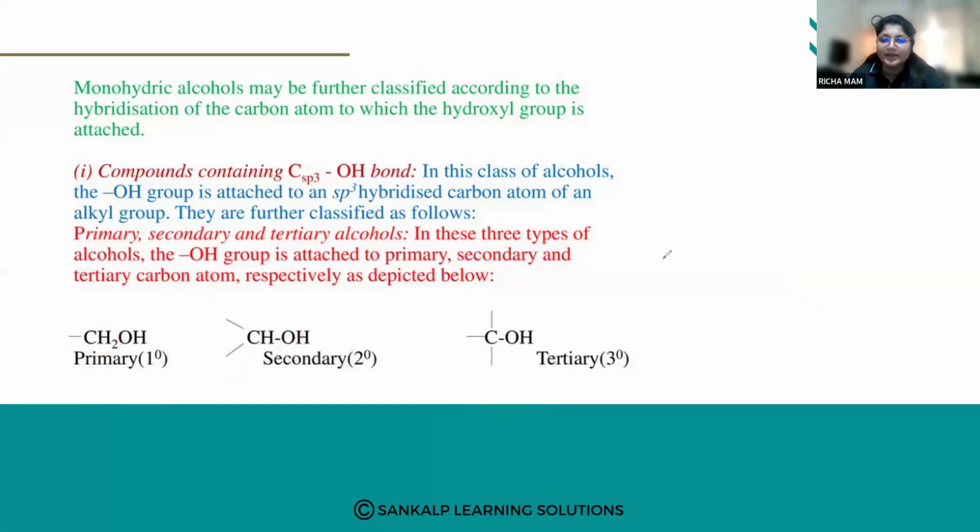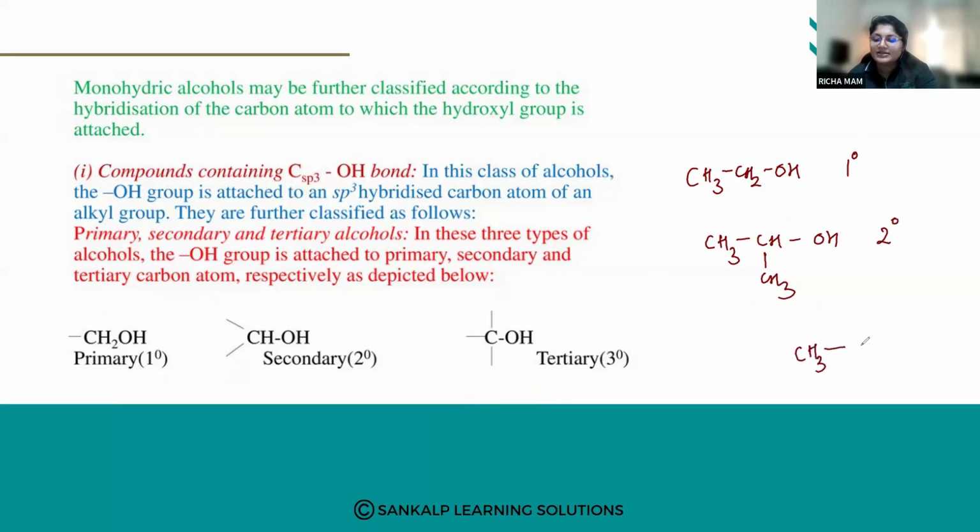So let me give you an example. Here, CH3CH2OH, this is a primary alcohol. Then CH3CH(OH)CH3, this is a secondary alcohol. Then CH3C(CH3)(CH3)OH, this is a tertiary alcohol.